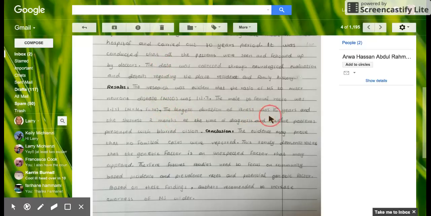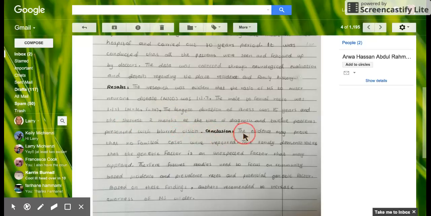The longest duration of the illness was 15 years. Again, is that a clinical feature? Do we need to say that? I'm not sure if we do. The shortest 2 months at a time diagnosis 12 patients presented with blurry vision. I think you're including information that you don't really need and then excluding information that you do need. So the blurry vision is good, but there were some other facts that we want to talk about, and you didn't include the numbers to support this.